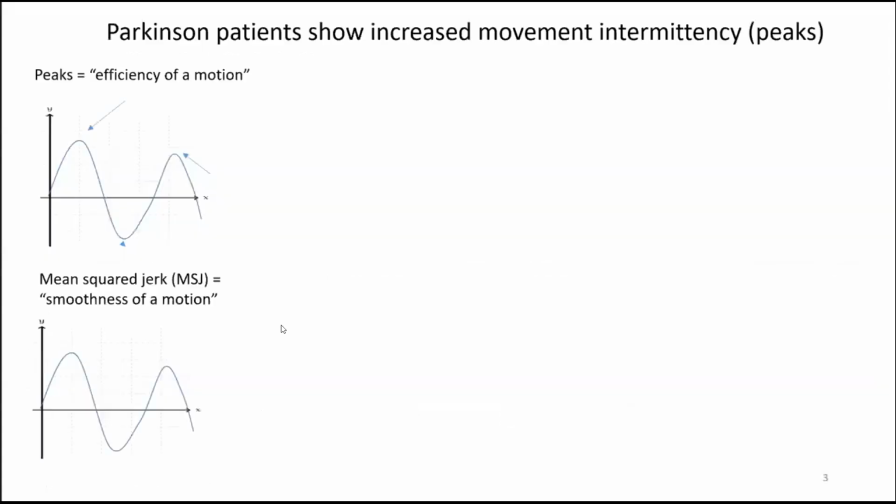So in humans, a commonly used parameter to measure motor learning and efficiency is called peaks, or also known as submovements or intermittency. Here, peaks are defined as any change in acceleration or deceleration in a trajectory such that acceleration is equal to 0. When peaks are increased in a movement, this is typically indicative of a less efficient motion. Another parameter that is used in quantifying human movement is something called mean squared jerk, or jerk for short, which measures the smoothness of motion. And this is taken by looking at the area under the curve of the integral of the acceleration.